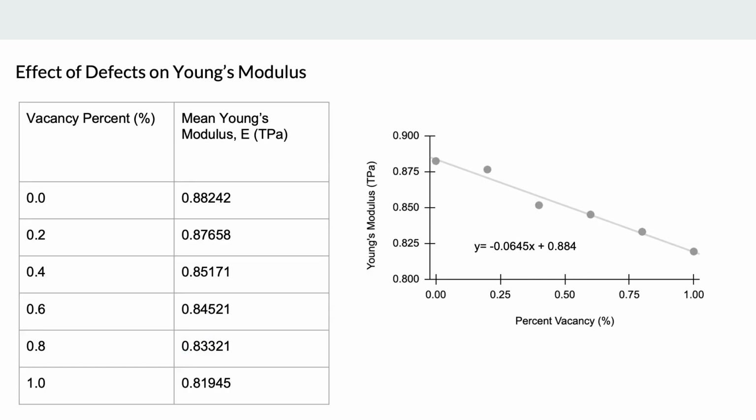So here are the results for the effects of vacancies on Young's modulus. So as you can see, Young's modulus decreases as vacancy increases, and there's almost a linear relationship with increasing vacancy percent.